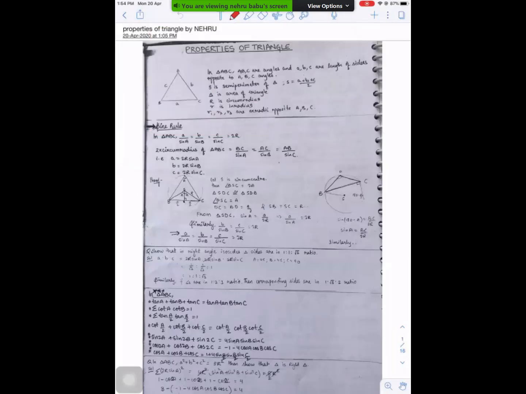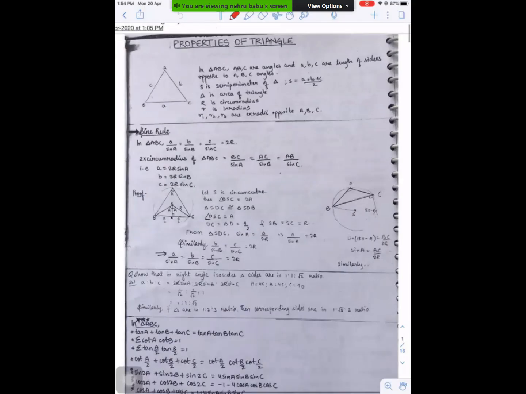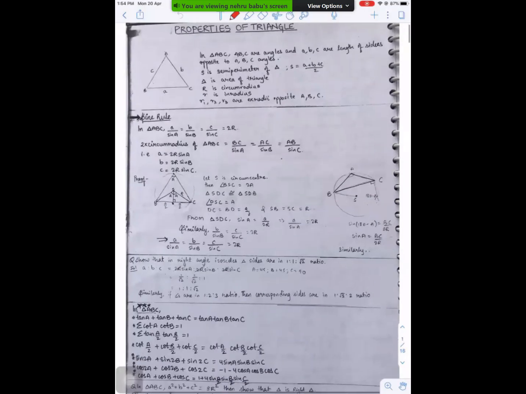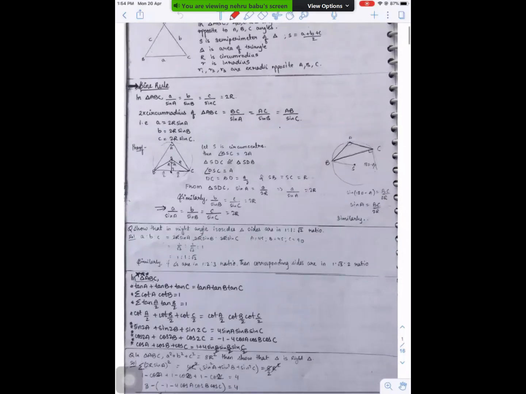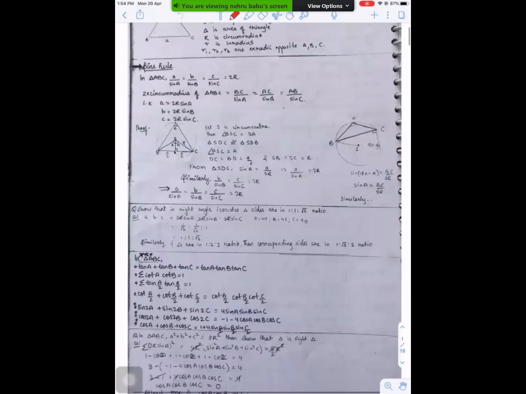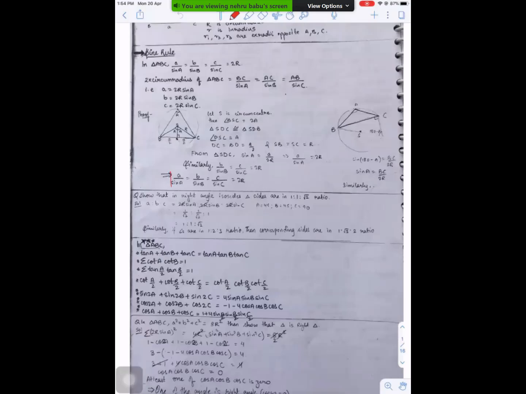So in the sine rule, the first result is this. In triangle ABC, our notations are small a, small b, small c, small r is the inradius, capital R is the circumradius, and delta is the area of the triangle. In this topic, we also have R1, R2, R3, like we discussed. After that, the sine rule is: a by sin A equals b by sin B equals c by sin C equals 2R.